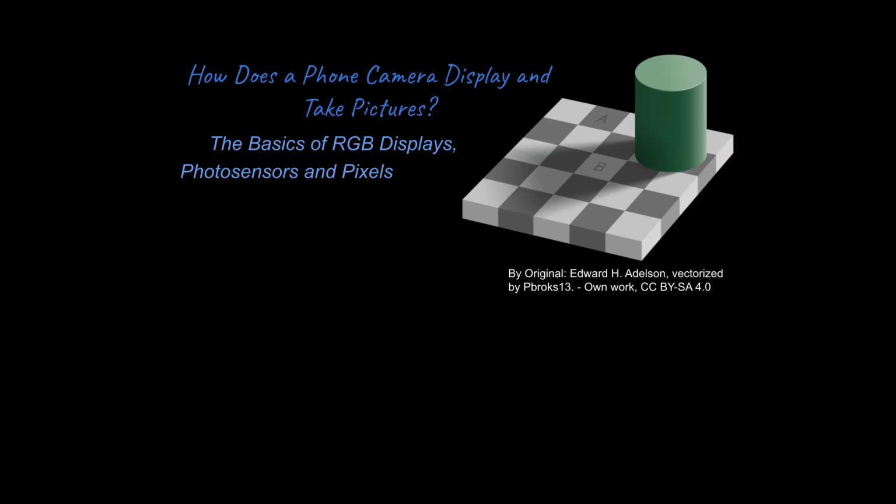Hey, welcome. Today we're going to be talking about how a phone camera can display and take pictures. Specifically, we're talking about pixels, photosensors, and RGB displays, which is red, green, blue displays, and how they all work, at least the basics of them. Our end goal is for this unit to be able to understand how someone could take a picture and send that to a buddy.